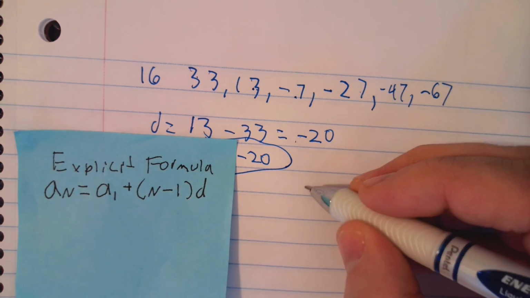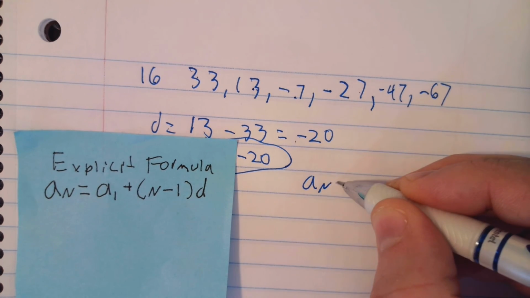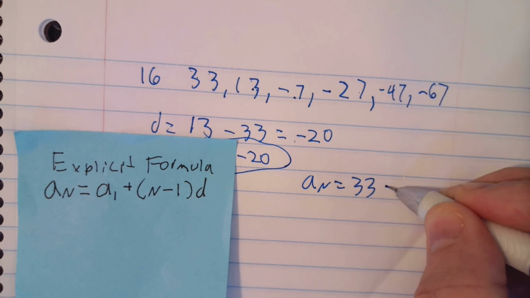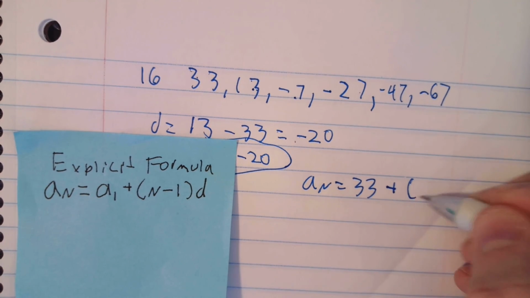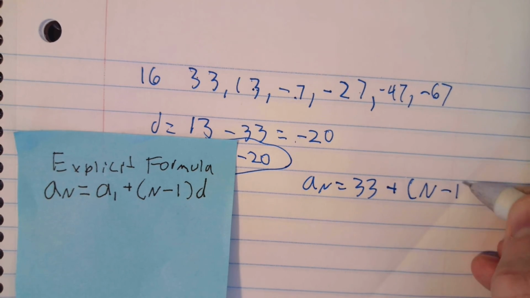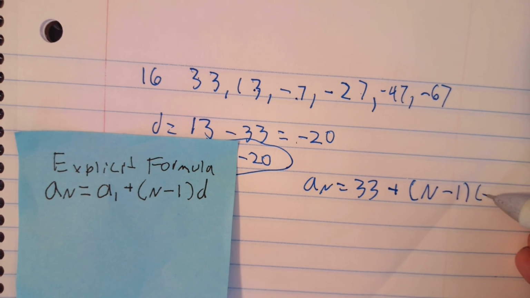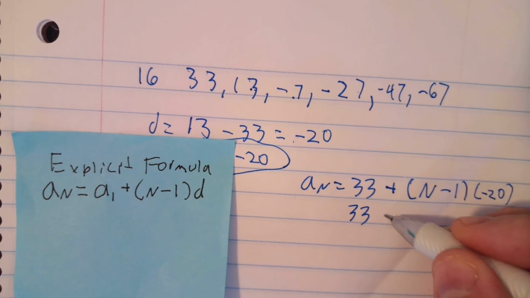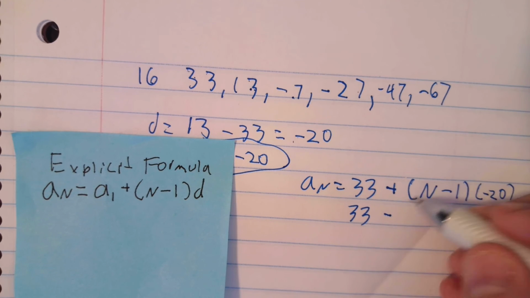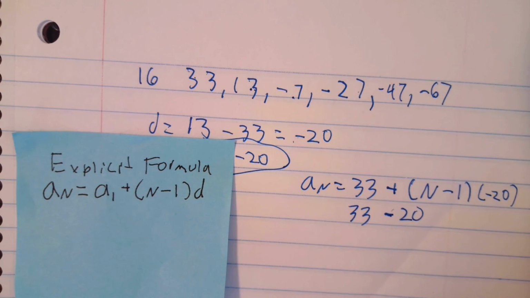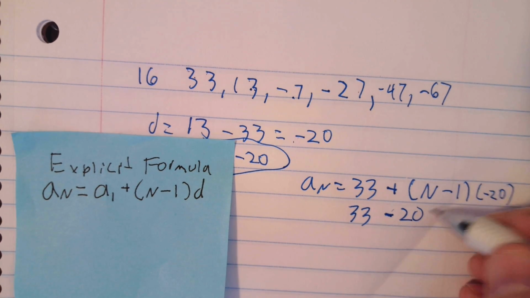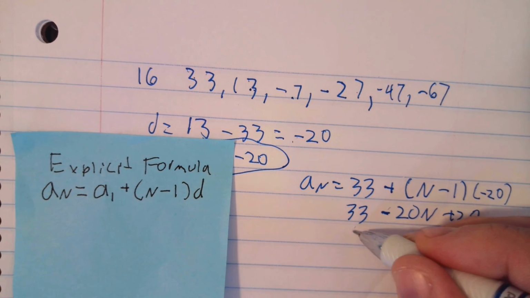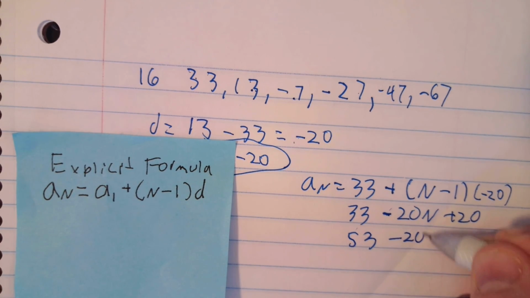Okay, and so AN is just 33 plus n minus 1 times the common difference. Okay, 33. This is basically where all your work is. Minus 20n plus 20. Combine like terms, 53 minus 20n.